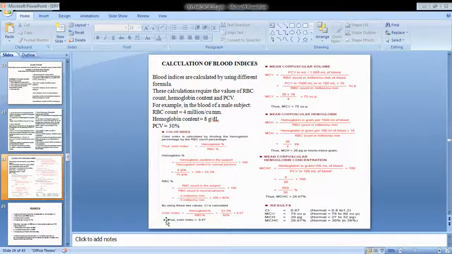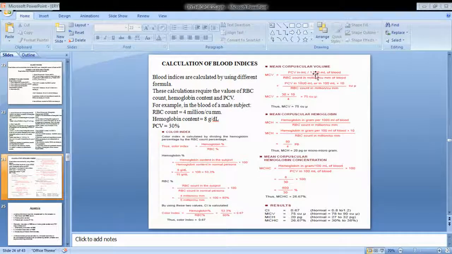So these are some of the calculations you can go through. I think it is visible. The blood indices are calculated by different formulas. So the different calculations are given. The color index: hemoglobin percentage, RBC percentage. By using these two values, color index can be calculated. See here you can see MCV.